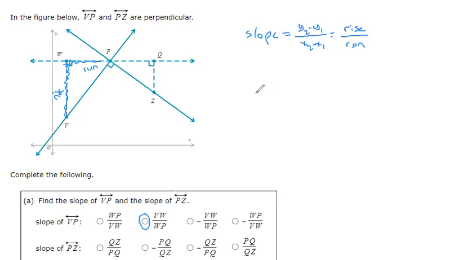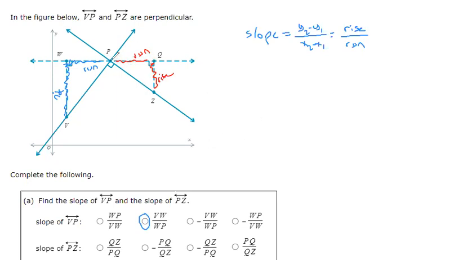For the second one, the slope of this line, I'm going to still use rise over run. Let me change the color. So the second one is the slope of this line PZ. I will take the rise as this, and this is going to be the run.